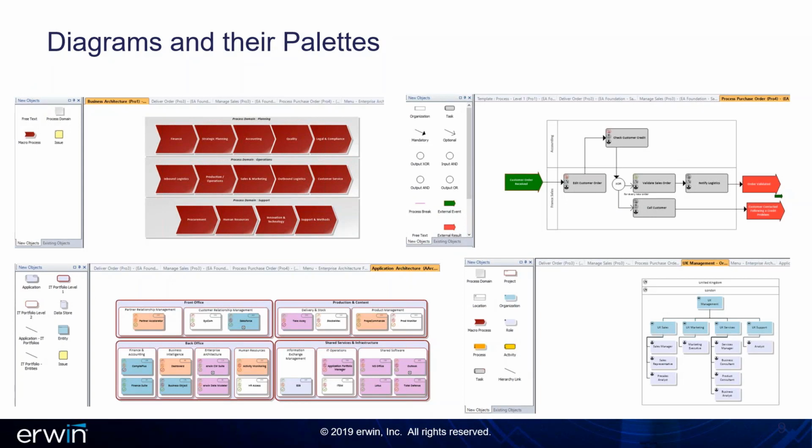So every diagram has a palette, and the palette is what determines what something looks like. So here we have 4 different examples. We have a process level 1, which is a value chain diagram. We have a process flow level 4 diagram towards the right. On the bottom left is the application architecture, and on the bottom right is the org chart. So these are 4 different diagrams. You'll notice each one of them has a different palette. So the different palette actually shows us that it is a whole different, almost like a stencil. So different things are allowed on the diagram, and they have a different look and feel.